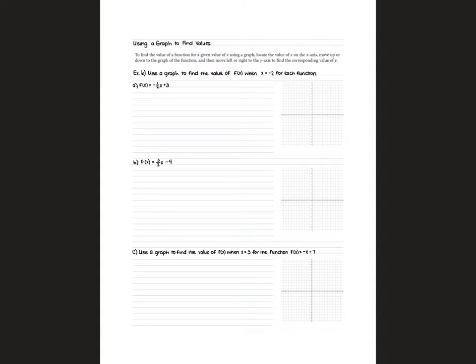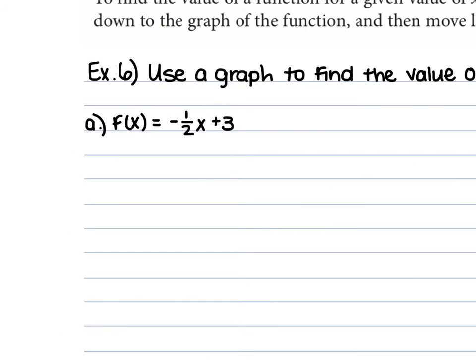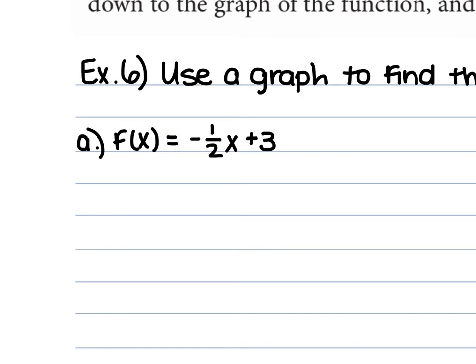If we look at our next set of examples, we're using a graph to find the value of f of x when x is negative 2 for each function. So we are graphing it and then figuring out where our y value is when x is negative 2. So if you want to use a function table, you can. If you want to just find your x and your y-intercept, you can. It's totally up to you. I'd rather find my x and y-intercept.